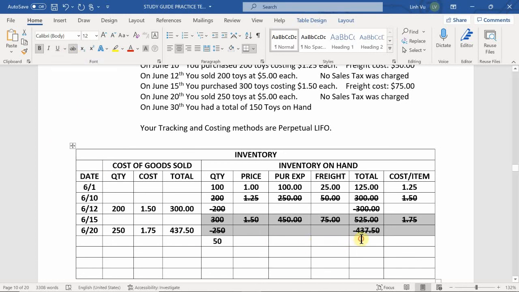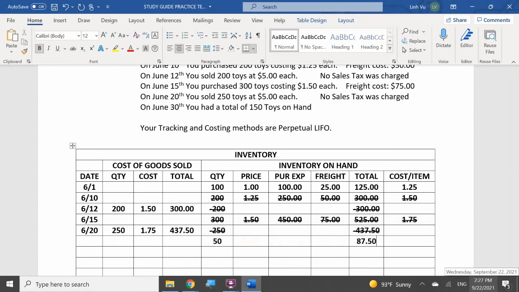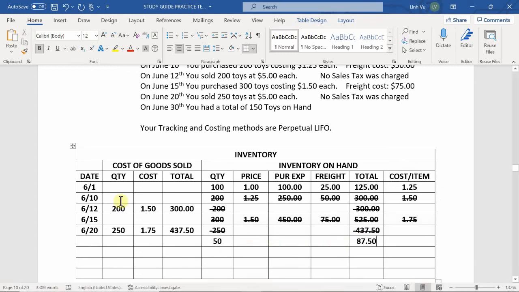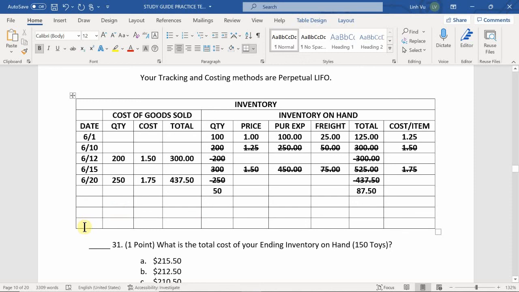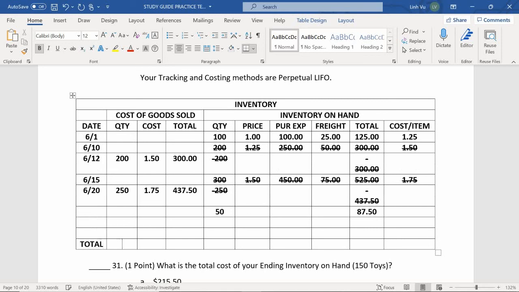87.5. This is the amount. Okay, you said 87.5. Okay, so therefore, let's go ahead and calculate our total. So right here will be your total of the product that you have.